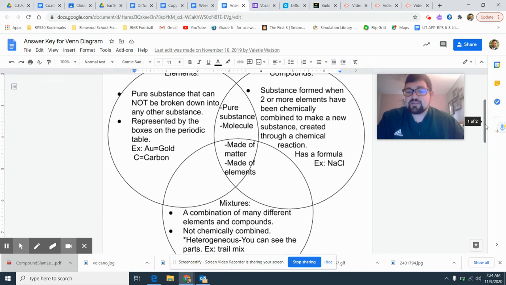And so elements, compounds, and mixtures are all made of matter, and they're all made of elements because elements are the basic form of matter that we see in the universe. Yes, each atom is made of subatomic particles, but those subatomic particles don't have as many properties as those elements themselves have. So we talk about elements as the basic form of matter. And that's why you see those two things in the middle where they're a part of all three.